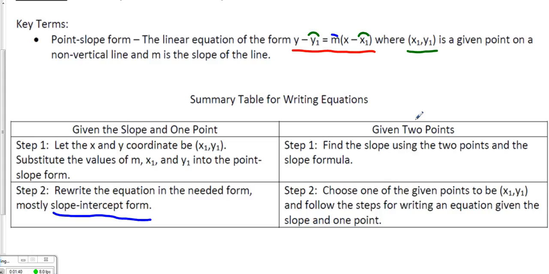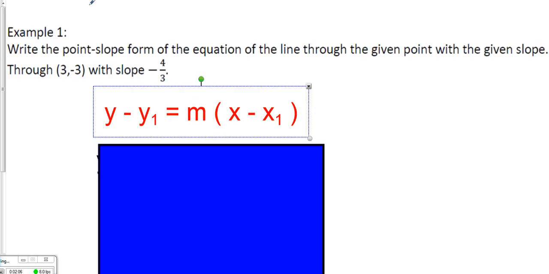If you are given 2 points, though, there's one extra step: you first need to find the slope. Using 2 points, we can find our m value, that slope. Then we would just pick one of those points as our x1, y1, and go from there. So if you're given slope and point, you can just do 2 steps. If you're given 2 points, there's that extra find-the-slope step. So let's see a couple examples of how this looks.